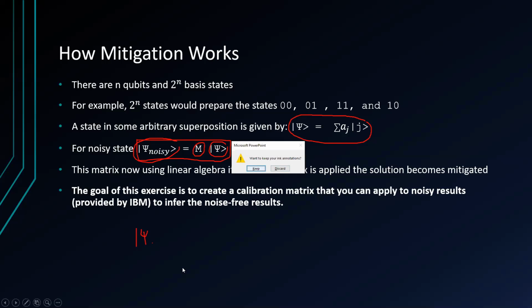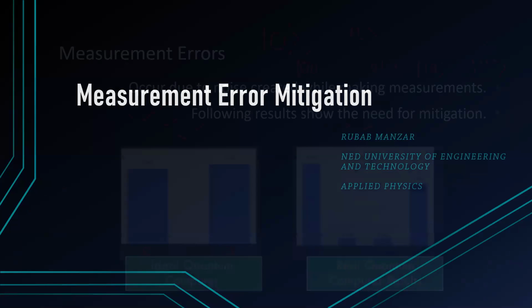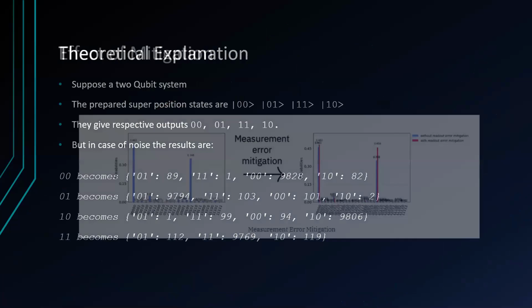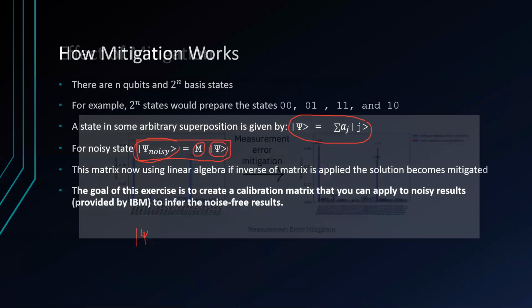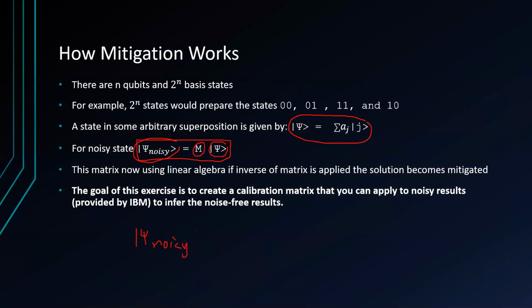So mathematically, this can be explained as: the matrix inverse of the noisy state gives us the not noisy state, because it's multiplying with it.